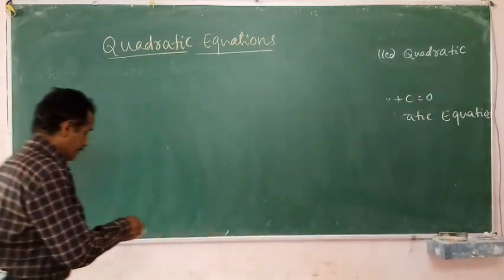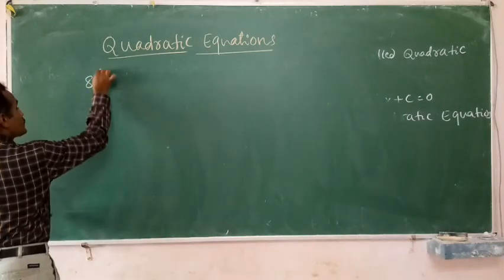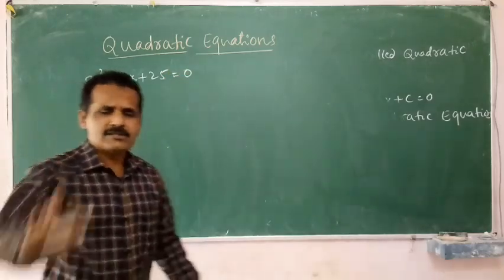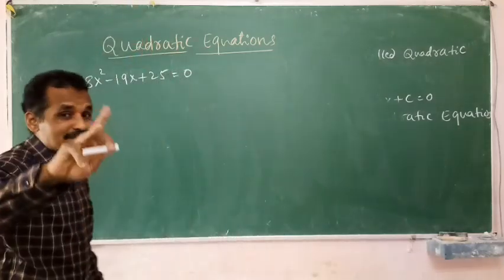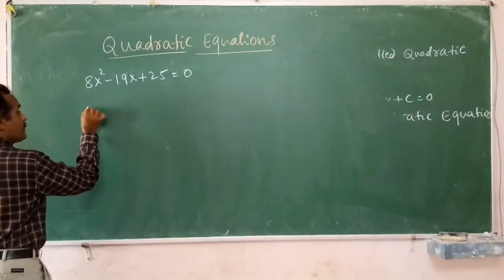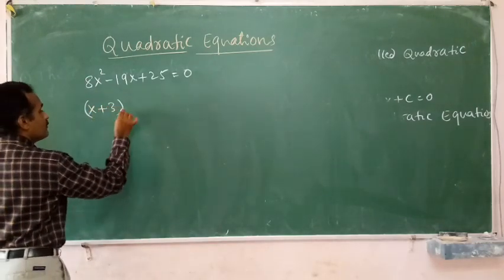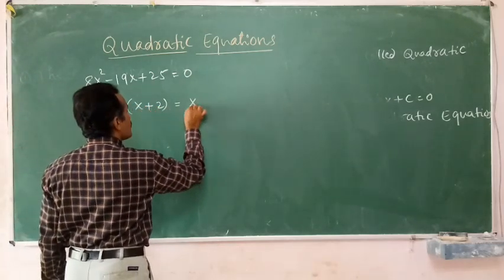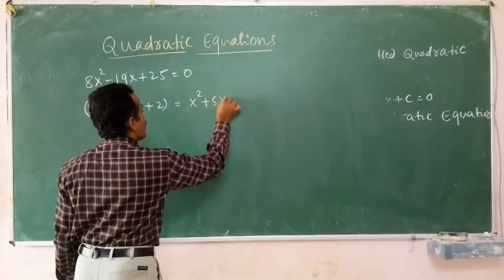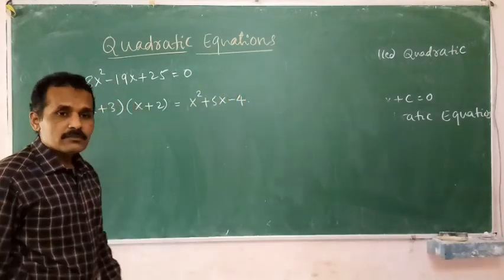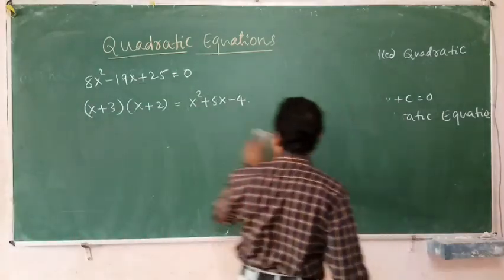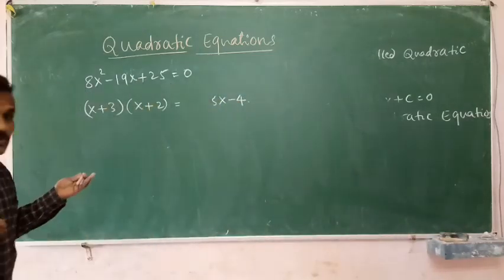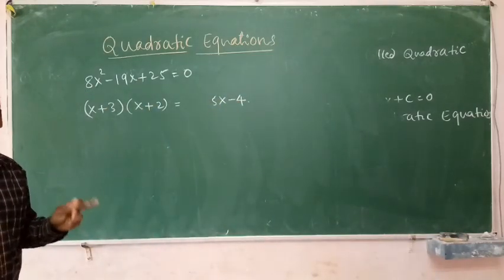If I give 8x square minus 19x plus 25 is equal to 0, everybody say yes, definitely it is a quadratic equation. But if I slightly change it, I write like this: x plus 3 into x plus 2 is equals to x square plus 5x minus 4. Or I will slightly change it, is equals to 5x minus 4. This much I have given. Now we have to check whether it is a quadratic equation or not.